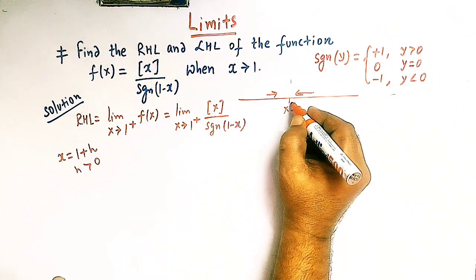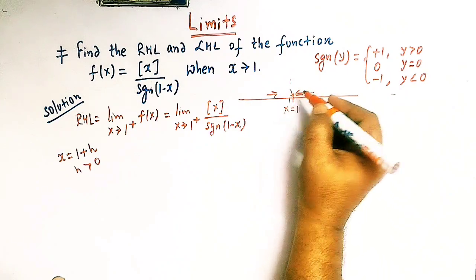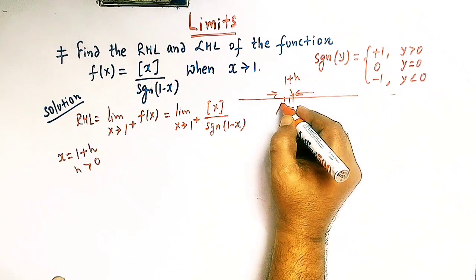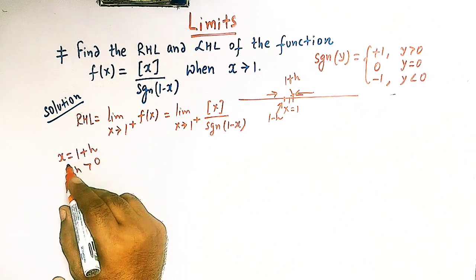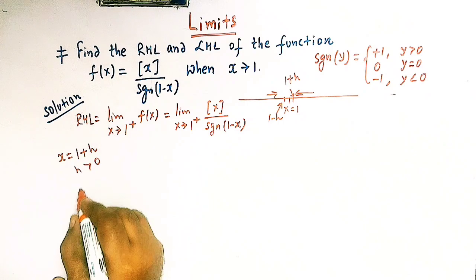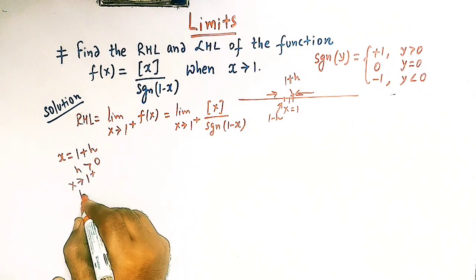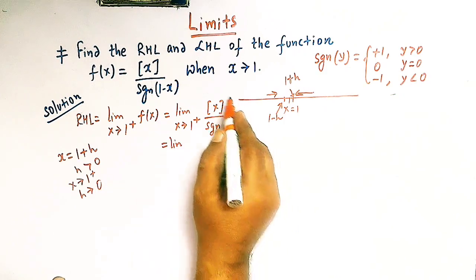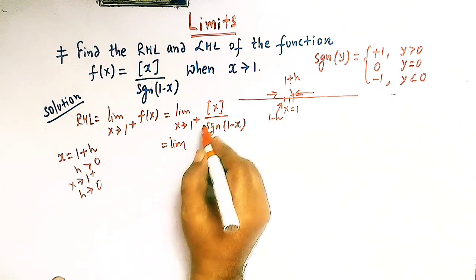So we'll take the neighborhood of x is equal to 1. So here we have this point as 1 plus h, and here we have the point that is 1 minus h. So we'll take x is equal to 1 plus h in order to find out the right hand limit. So when x tends to 1, then h tends to 0.